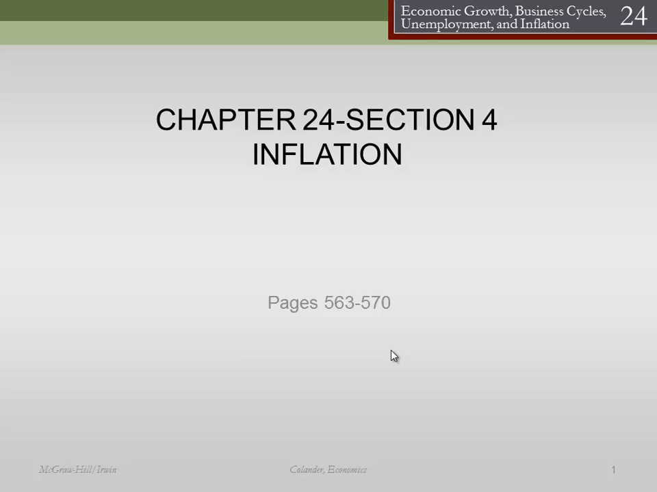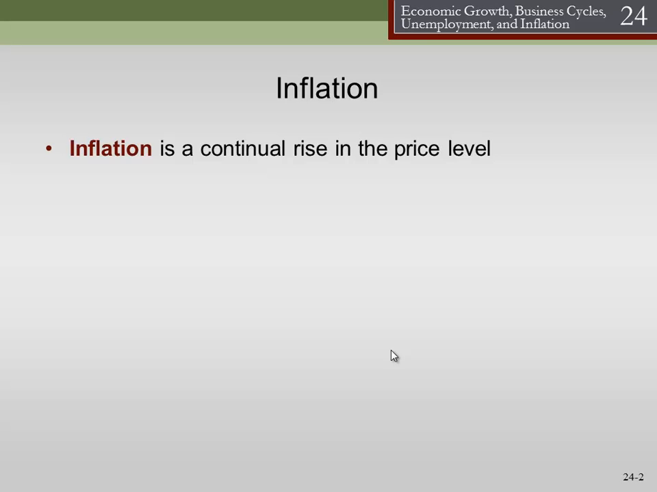Okay, let's get started with Chapter 24 for Section 4. This will be on inflation. So what is inflation? Inflation is a continual rise in the price level. So when we talk about prices, we talk about overall prices. On average, what are overall prices doing? All right, we talk about this in terms of an aggregate or a price aggregate.